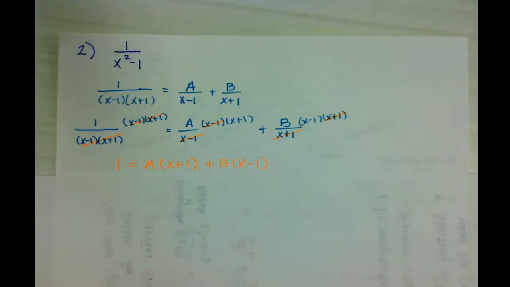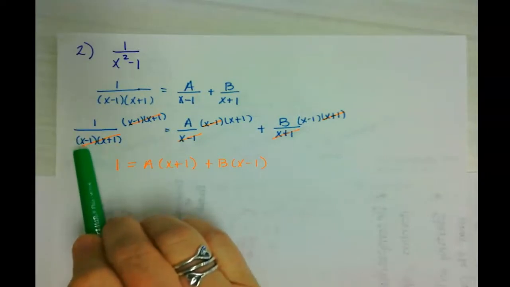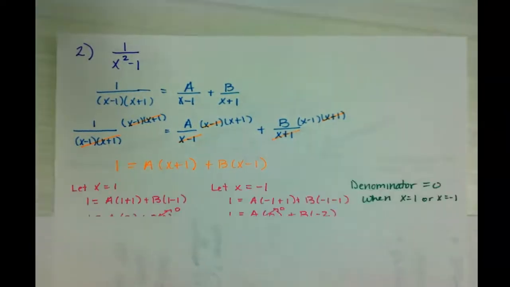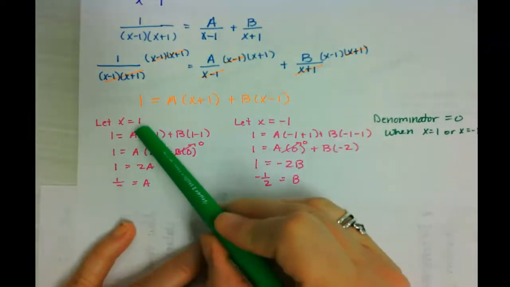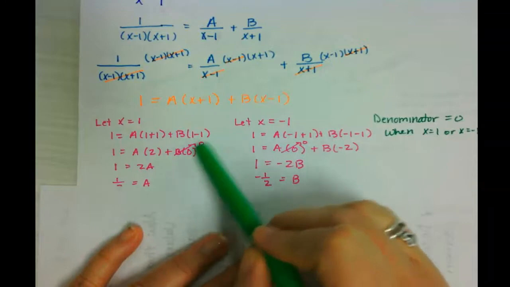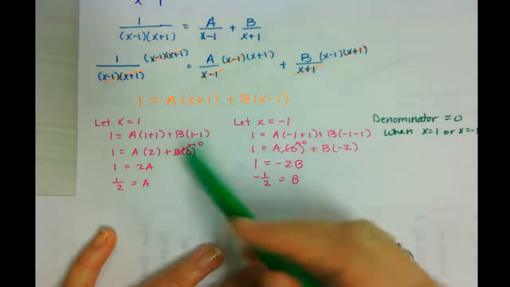So once I have my substitution equation, I need to do a little bit of substituting. And I do that by picking smart numbers. So I know this can be 0 when x is 1, and this can be 0 when x is -1. So those are the values that I'm going to plug in. So I let x be equal to 1, and I plug my 1 into the substitution equation. The b zeroed out. I was left with 2a equals 1, so I know a is 1/2.